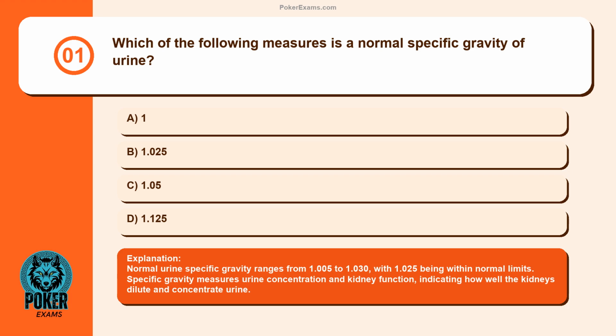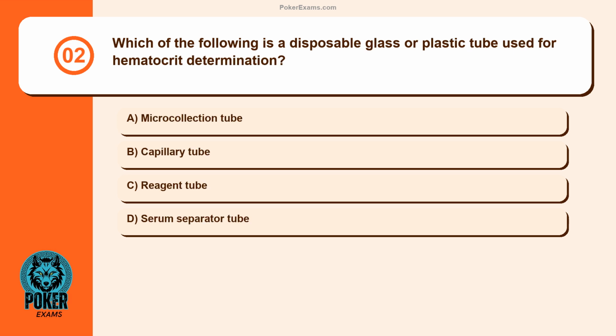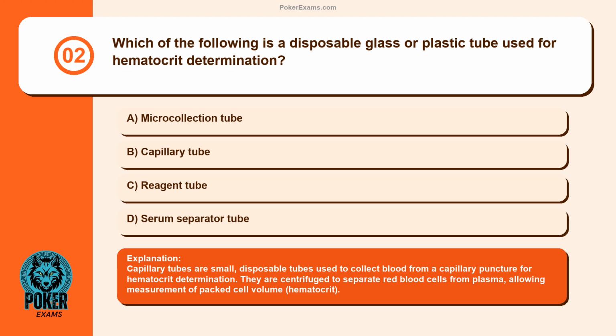Specific gravity measures urine concentration and kidney function, indicating how well the kidneys dilute and concentrate urine. Question 2. Which of the following is a disposable glass or plastic tube used for hematocrit determination? Microcollection tube, capillary tube, reagent tube, serum separator tube. Capillary tubes are small, disposable tubes used to collect blood from a capillary puncture for hematocrit determination. They are centrifuged to separate red blood cells from plasma, allowing measurement of packed cell volume, hematocrit.